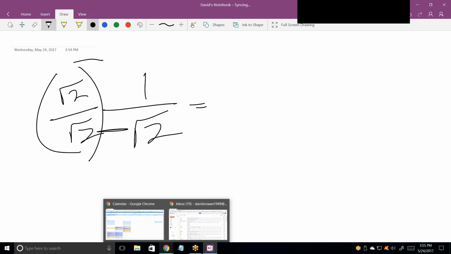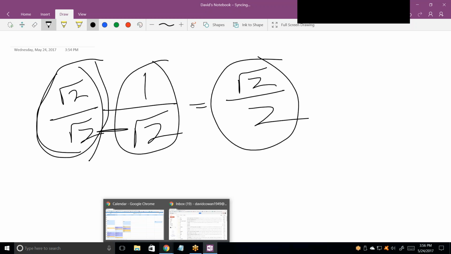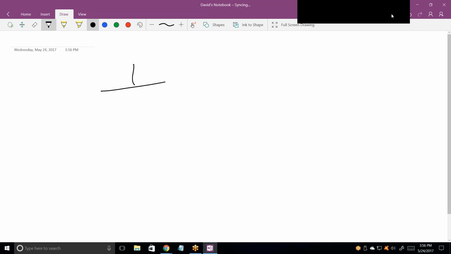But that is the number 1. In other words, if I multiply the bottom by root 2, which is what I have to do to rationalize it, then I got to multiply the top by root 2. So the final answer is that. So 1 over root 2 turns into root 2 over 2. If I had 1 over root 3, rationalize that.